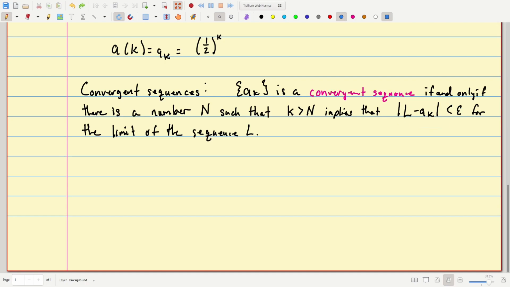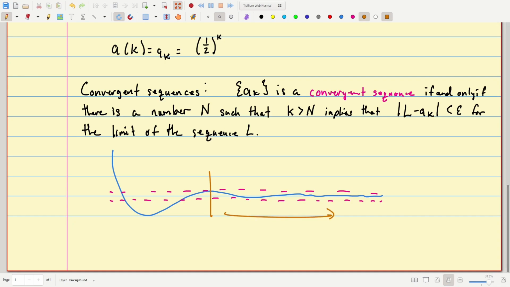Now, these are supposed to be dots and not a line, but I'm not going to draw a bunch of dots. You specify an epsilon, and that epsilon will be some narrow band. You can shrink the band to be as thin as you want, but eventually there will be some point beyond which all the elements in the sequence are trapped within the band. The smaller the band, the further to the right this moves, but it can always be found.